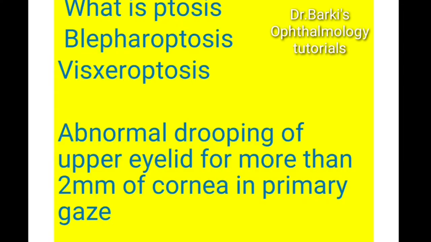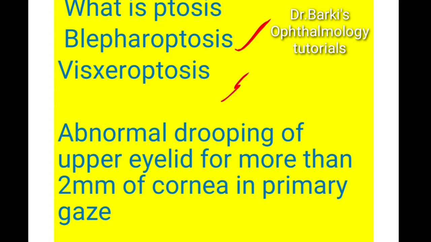So what is ptosis? It is nothing but a short form of the word blepharoptosis. Blepharo is slit and ptosis is the downward displacement. You must have heard about the word visceroptosis, which is nothing but downward displacement of any organ from its natural place. Similarly, blepharoptosis is downward displacement of the eyelid.